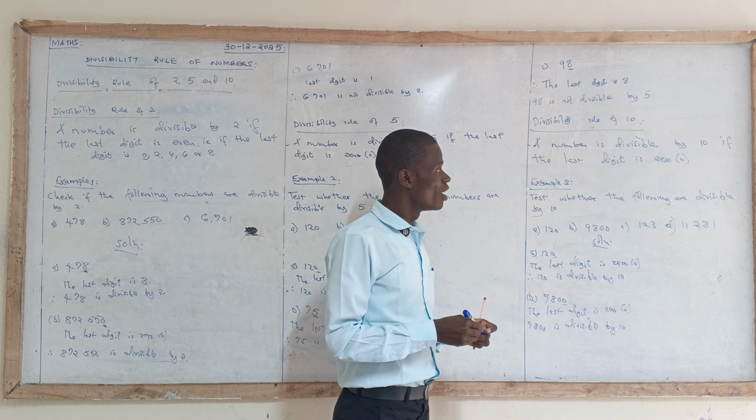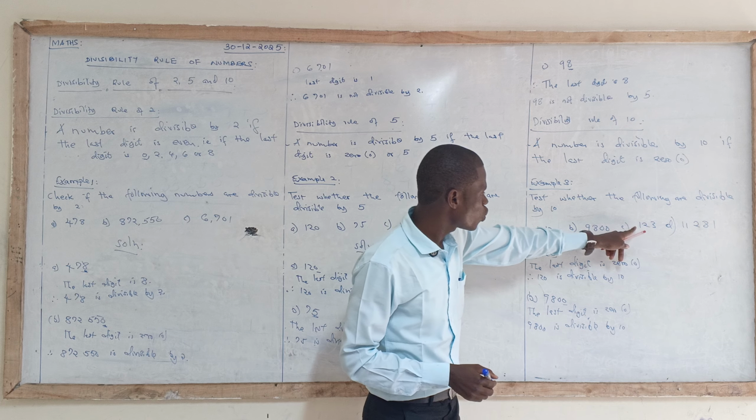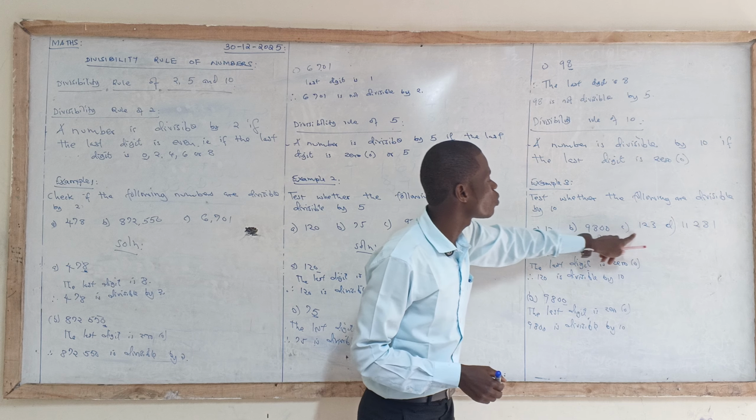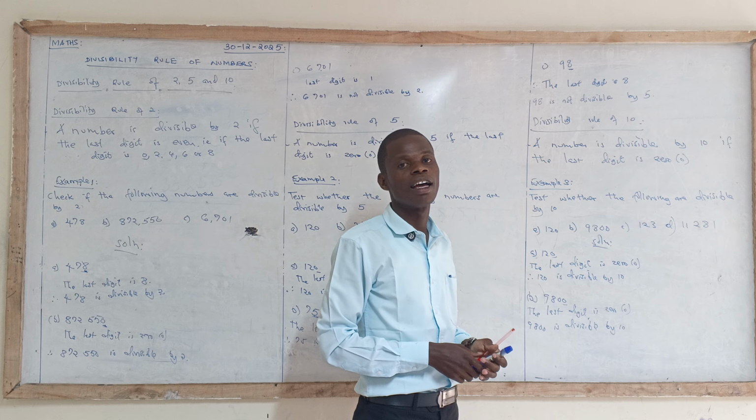Now, look at the C and D, please. Can you test whether C and D are divisible by 10? Then write for us the answer in the comments.